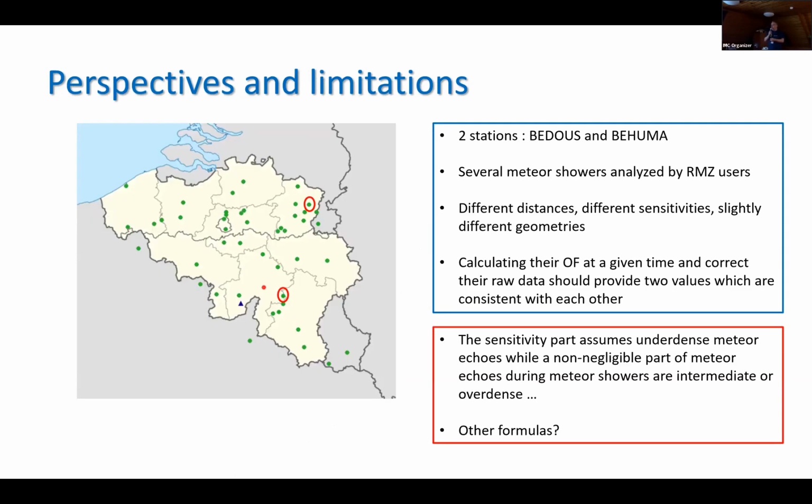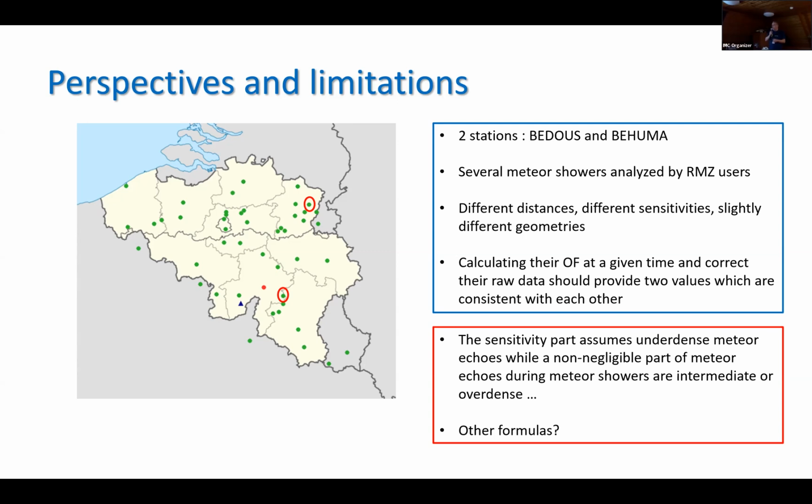One thing we can do is take two stations, for example UNA and Observability, because we have the counts from the radiometer zoo. So we have the raw activity of the meteor shower, of several meteor showers actually. Of course, these stations are at different distances. They have different sensitivities depending on the location, and slightly different geometry. So we can calculate the observability function at a given time, correct by the observability function, and we should find two values that are consistent with each other.